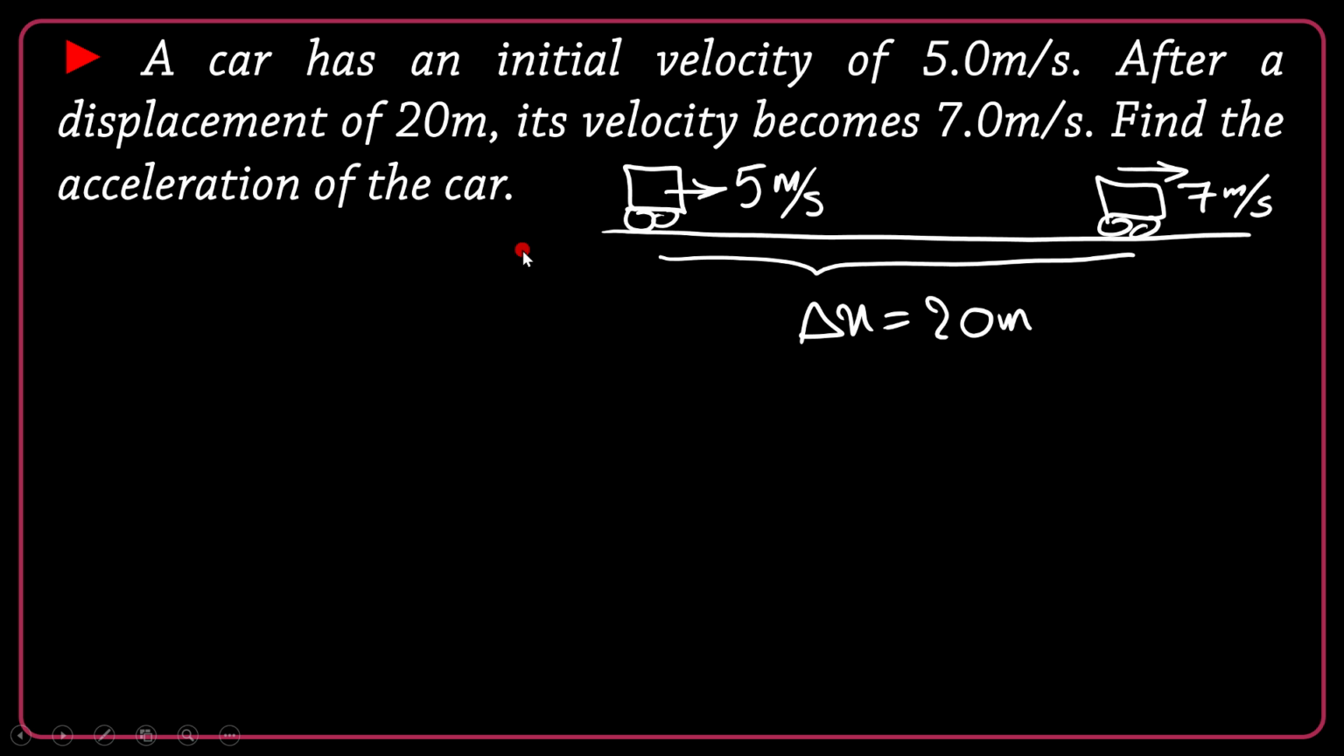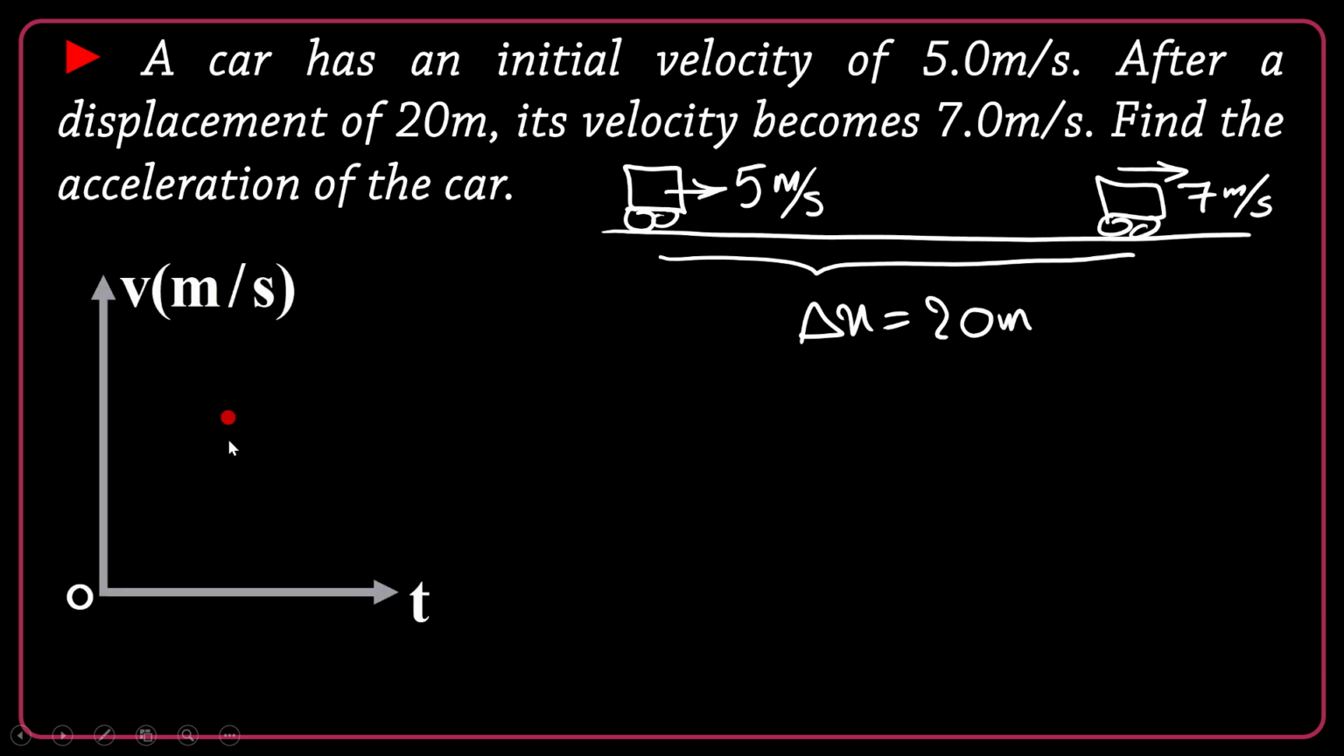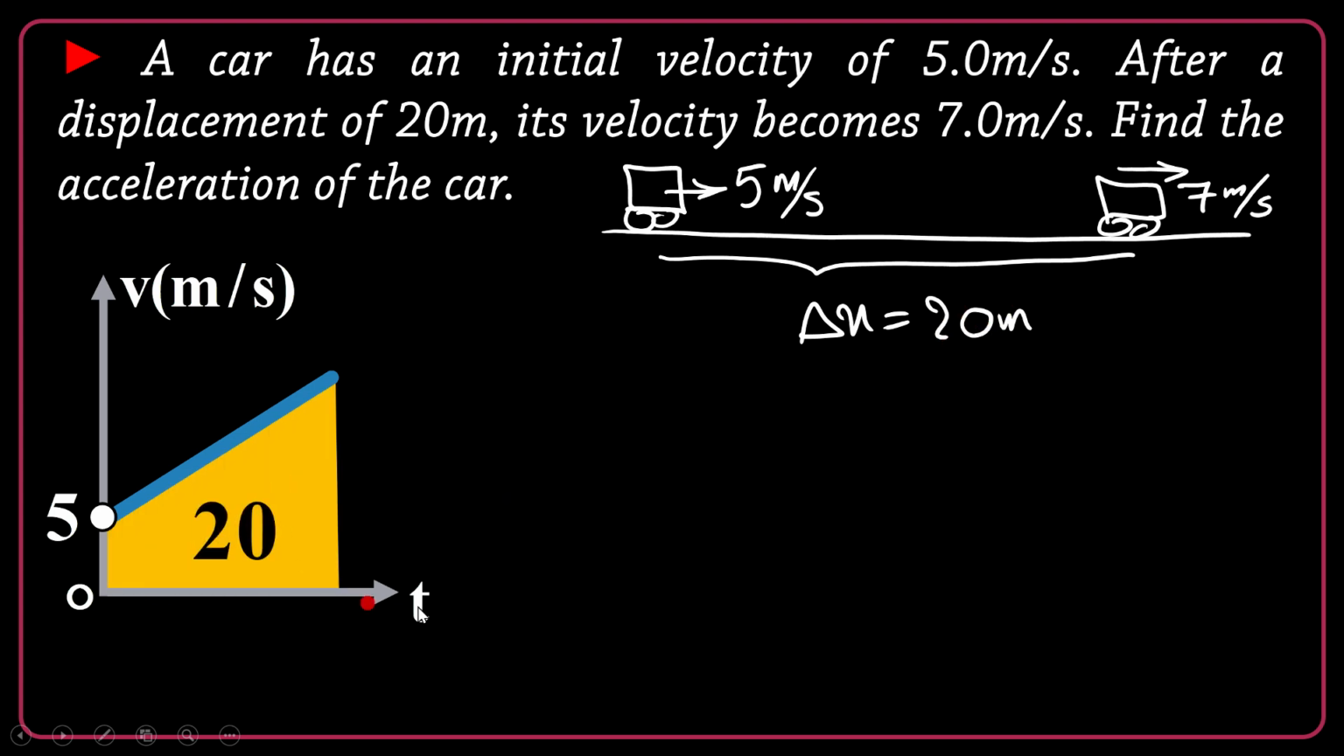First, I use the graphical approach, mostly the VT approach. So let's draw the VT graph. Initial velocity of the car is 5, so it will be a line starting from 5. But the area under the graph will be the delta x, 20, here. And then finally the velocity will get to 7.